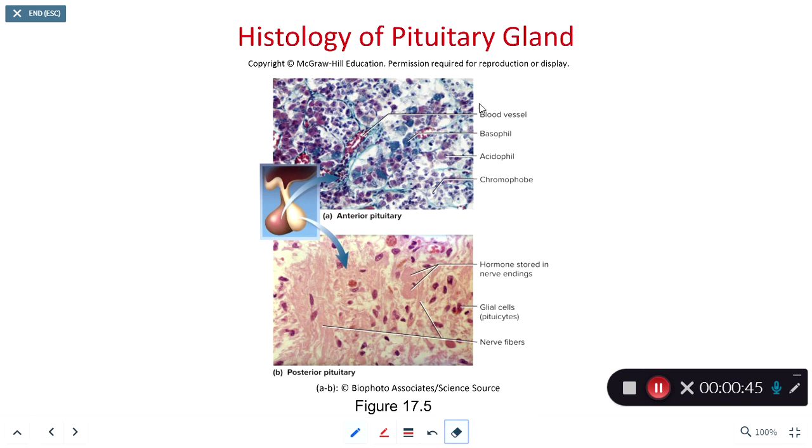So as we're looking at the histology between these two, the anterior pituitary gland is more pigmented, it has more blood vessels. The posterior pituitary gland is not as pigmented and does not have as many blood vessels, and instead is going to have more nervous cells associated with the nervous system.